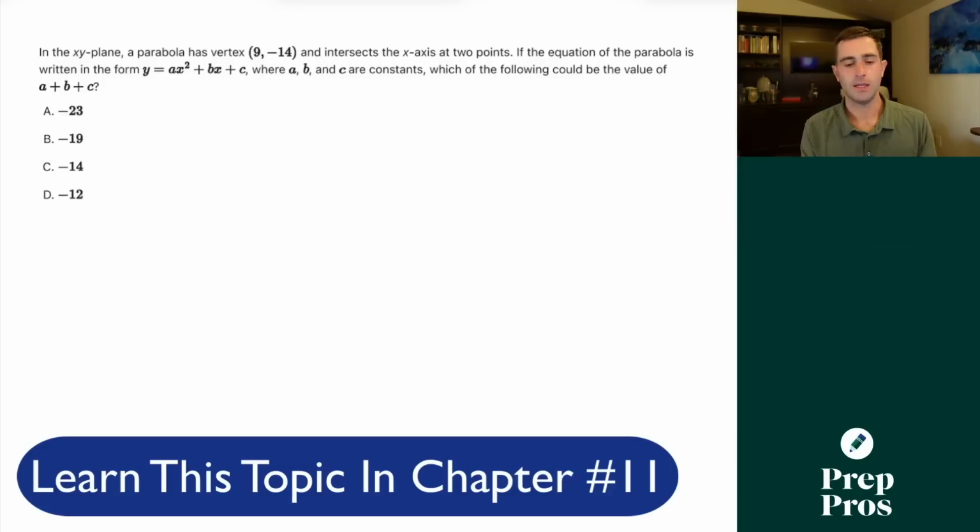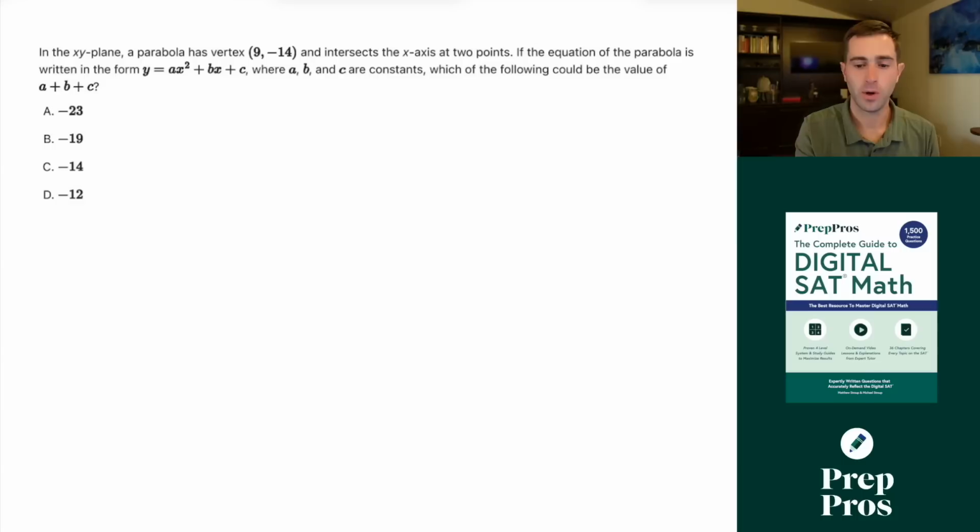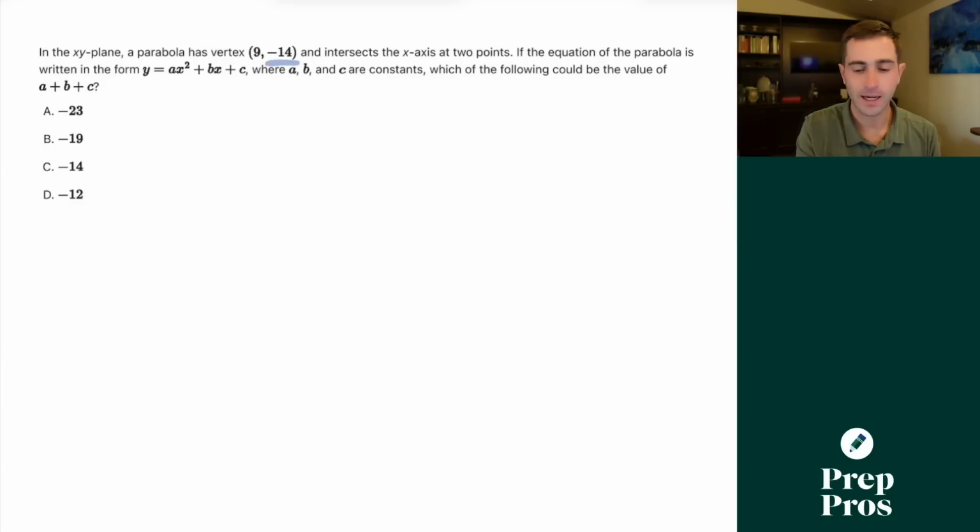In the xy-plane, a parabola has vertex (9, negative 14) and intersects the x-axis at 2 points. So since my y value is negative, this tells me it's an upwards facing parabola. The equation of the parabola is written in the form y equals ax squared plus bx plus c, where a, b, and c are constants. Which of the following could be the value of a plus b plus c?